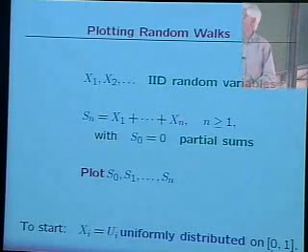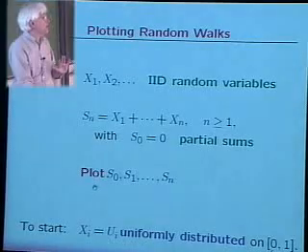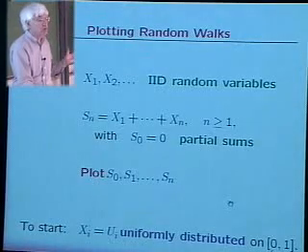Okay, so here's random walks. We've got IID random variables. Those are the steps, X1, X2, and so forth. Then we form the partial sums. We start off at 0, and we look at the nth sum as the sum of the first n random variables. And we just plot the stuff. We plot the random walk, the first n, starting at 0, so n plus 1 steps. To start with, we're assuming that each of these steps is uniformly distributed on 0, 1.